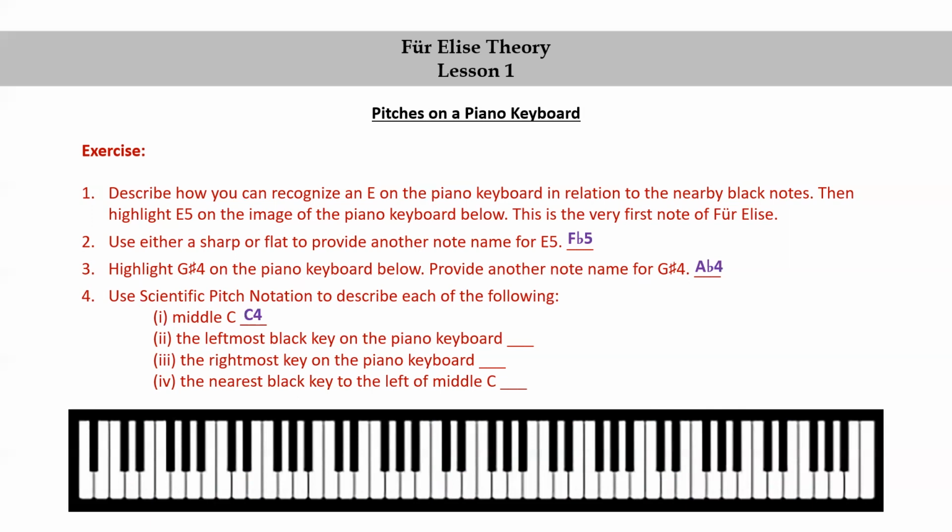The leftmost black key on the piano keyboard, well, there it is highlighted in yellow over there. And it's directly to the right of A0, so we could call it A sharp 0. And it's also directly to the left of B0, so we could call it B flat 0. Okay. The rightmost key on the piano keyboard is C8. And the nearest black key to the left of middle C could be written as A sharp 3 or B flat 3.